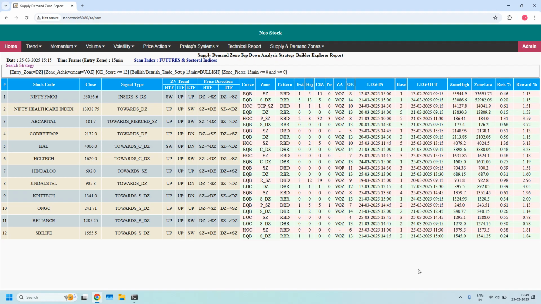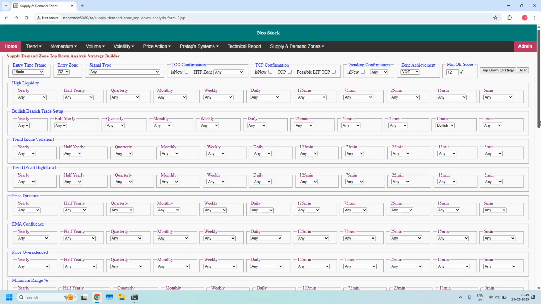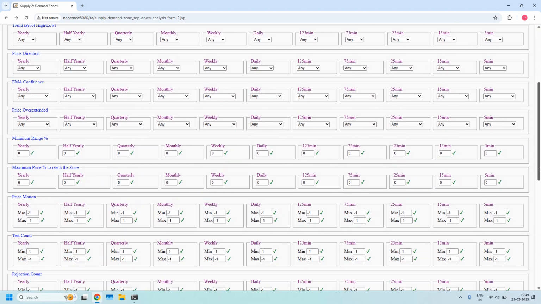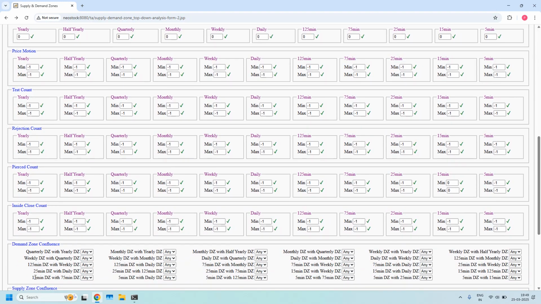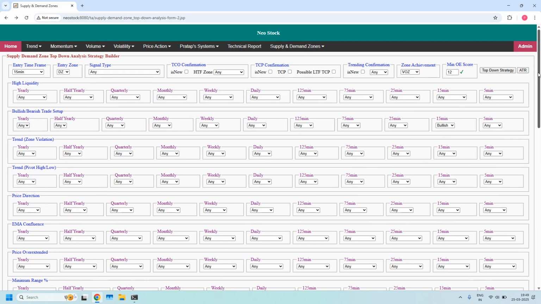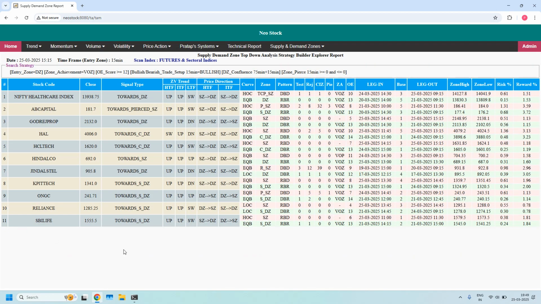First filter is 15 minutes and 75 minutes demand zone confluence. So in the demand zone confluence, I am enabling the filter 15 minutes demand zone with 75 minutes demand zone confluence. With this filter, we got 11 stocks. Out of these 11, these 15 minutes demand zones are overlapped with a 75 minutes demand zone. And also the 75 minutes trend is up in all these stocks.